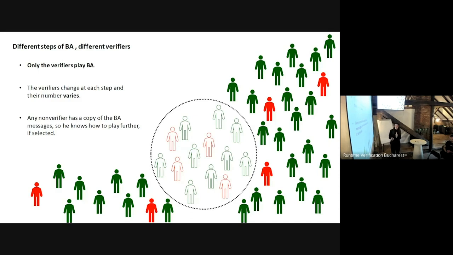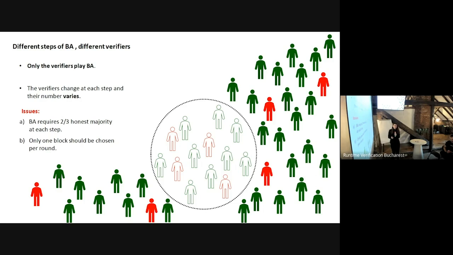The question is now, how many players should we choose to play the steps of Byzantine Agreement? We need to take into account two main issues. We need to make sure first that we have 2/3 of honest people selected to play the steps. This is required by the Byzantine Agreement protocol, as we've seen so far. And the second issue is that we need to make sure that the honest players will reach agreement, will get on the same bit, on the same block.